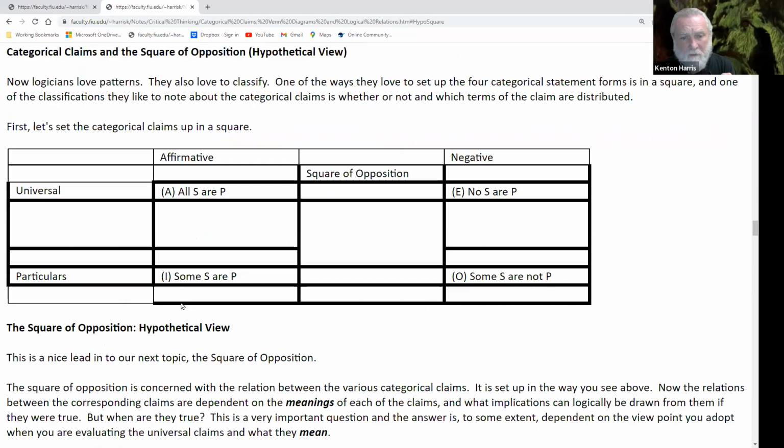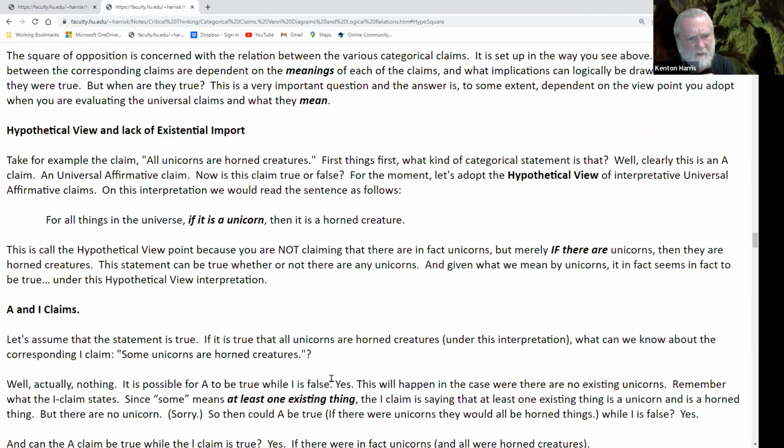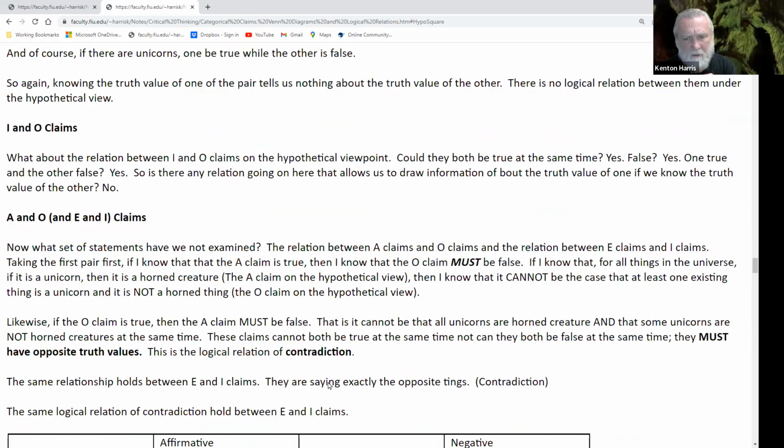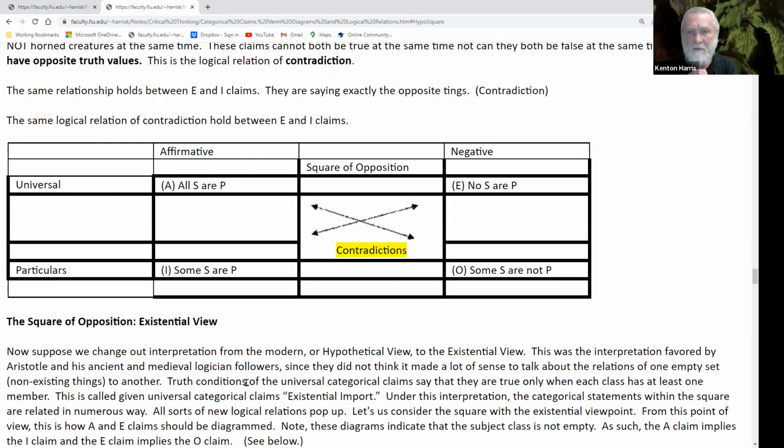So if we know the E claim is true, we know the I claim is false. Or if we know the I claim is true, we know the E claim is false. Again, the relationship of contradiction occurs between these two claims on the hypothetical square of opposition. They cannot both be true at the same time, and they cannot both be false at the same time. And notice I have a little extra thing here, right? So the relationship of contradiction occurs between these two.